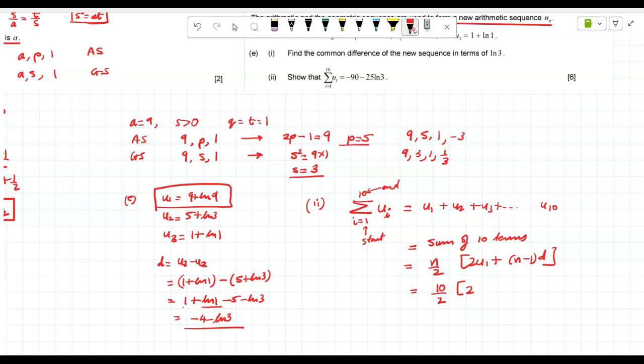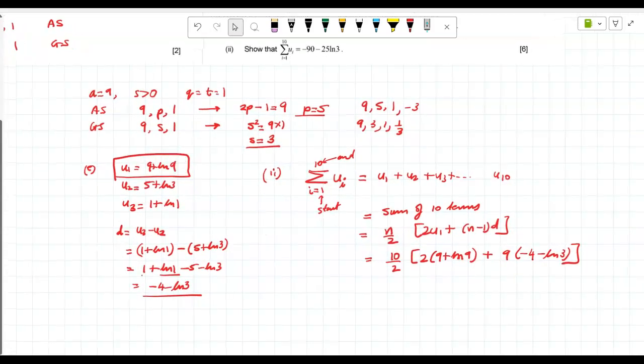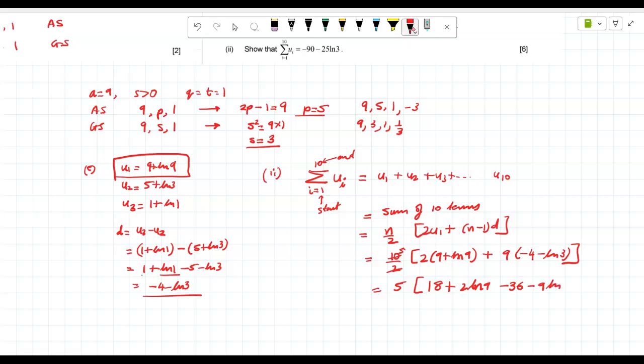9 plus ln 9. Correct? So the new sequence, plus 9 into d. What's my d? Minus 4 minus ln 3. Correct. Simplify this and you should get the answer. So this is 2, 5, 10, 5, 18 plus 2 ln 9, minus 9 4s are 36, minus 9 ln 3.